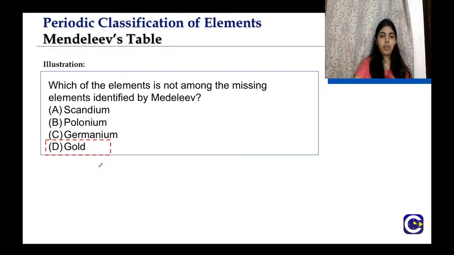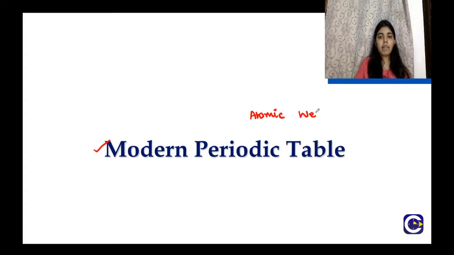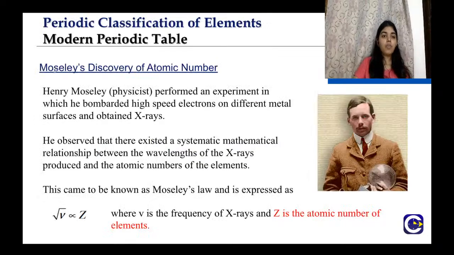Next, you move on to the modern periodic table. Now, this is very important. See here, Mendeleev's periodic table was based on atomic weights, right? He said that the physical and the chemical properties are a function of atomic weights. But now we will study the modern periodic table, which has a different principle basically, right? So, first comes Moseley's discovery of atomic number. Henry Moseley was a physicist basically.